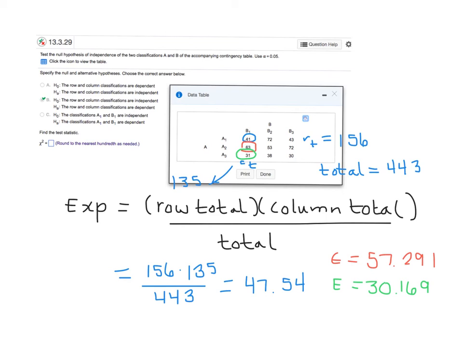One other thing that's different about this chi-square test for independence is the number of degrees of freedom. The number of degrees of freedom in a chi-square test for independence is found by taking the number of rows minus 1 and multiplying by columns minus 1. So we have 3 rows, 3 minus 1 is 2. We have 3 columns, 3 minus 1 is 2. So our degrees of freedom will be 2 times 2, or 4.